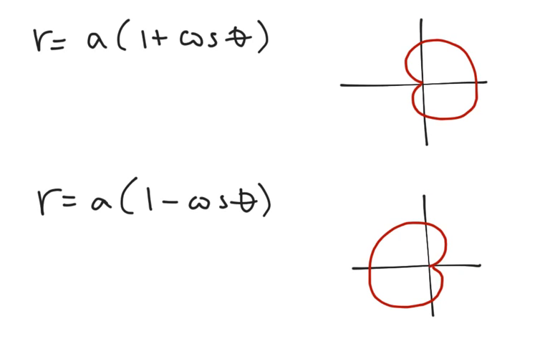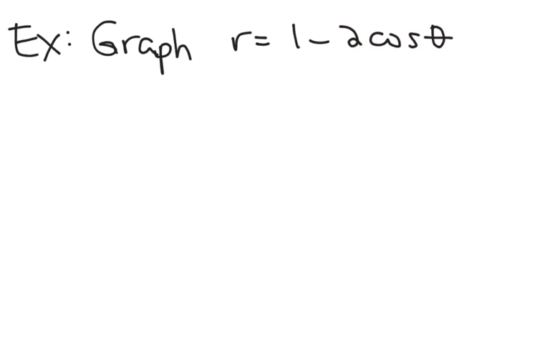If the graph is r equals a times 1 plus cosine theta, the dimple will be on the left side of the graph, with most of the graph being to the right of the y-axis. And if it's r equals a times 1 minus cosine theta, the dimple will be on the right side, with most of the graph being to the left of the y-axis.